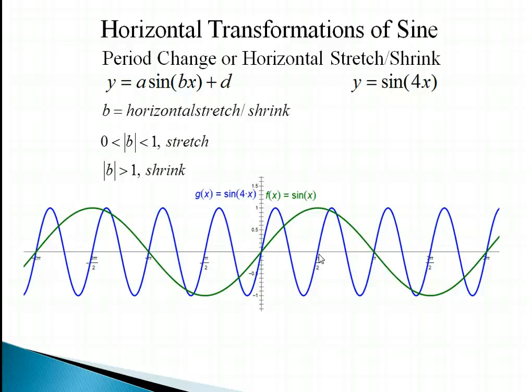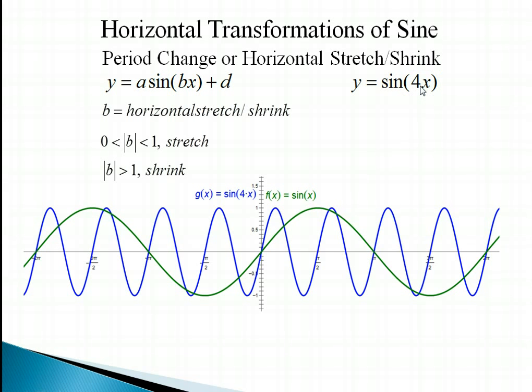How many of those periods do we have between 0 and 2 pi on the graph of sine 4x? Well, let's go back and count them. So here we have 1, 2, 3. We actually have 4 periods between 0 and 2 pi. So the 4 is kind of telling us how many periods you have between 0 and 2 pi.